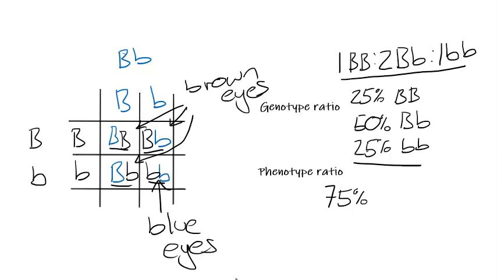So if these 2 parents had offsprings, there would be a 75% chance for each offspring that the offspring would have brown eyes. But even though both of these parents would have brown eyes themselves, there is a 25% chance that they could have an offspring with blue eyes.